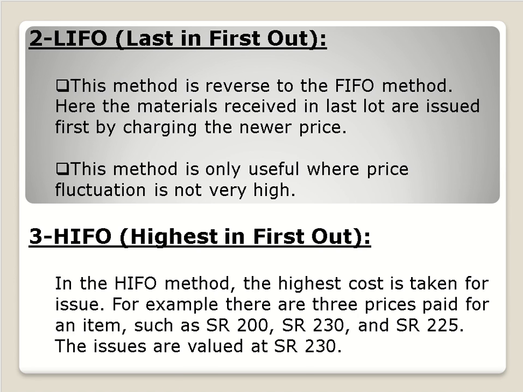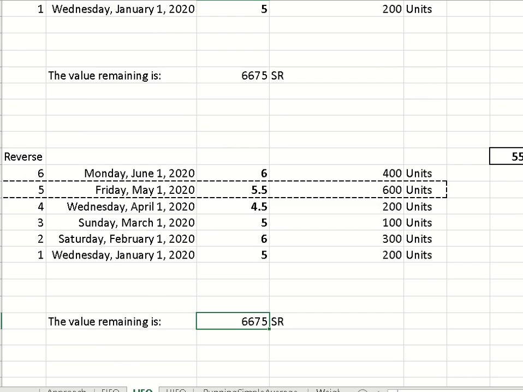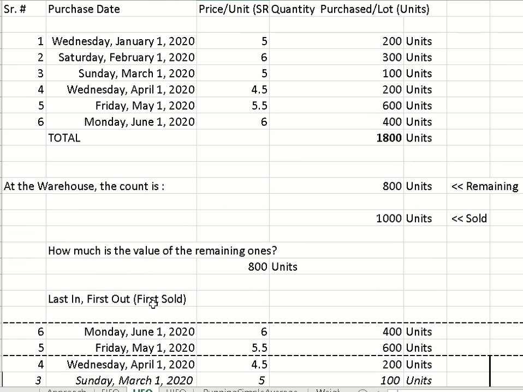Okay, so let us check the spreadsheet for this. So we go to the LIFO. We use the same example. Year 2020, and the unit prices and the quantity. At the warehouse, the count is 800, so these are the remaining ones, and sold is 1,800.